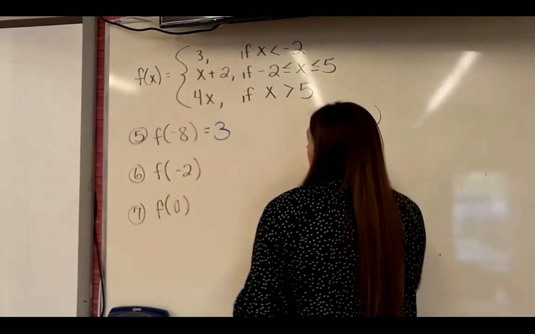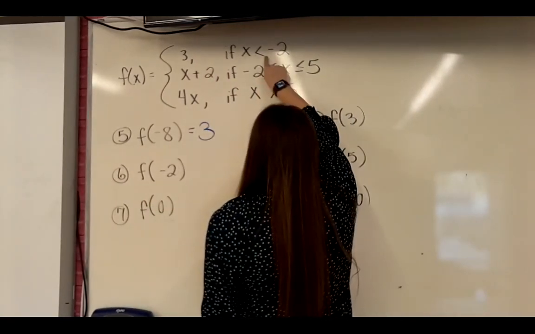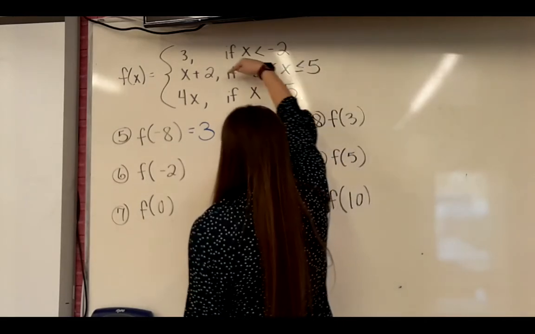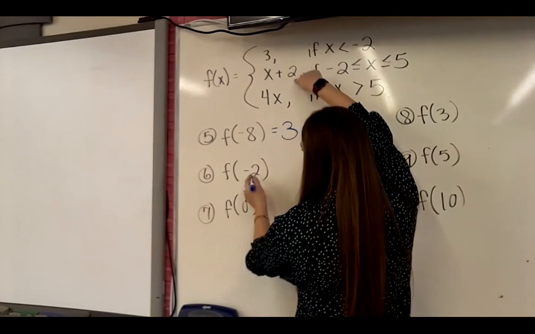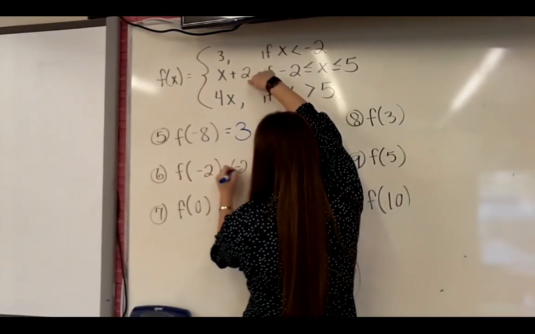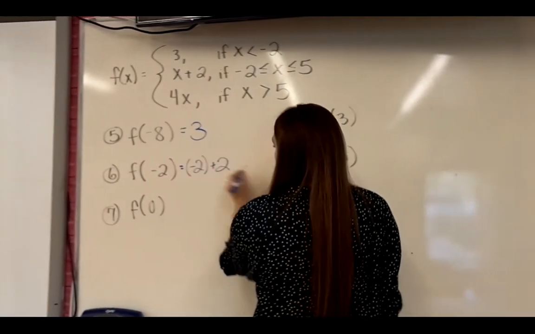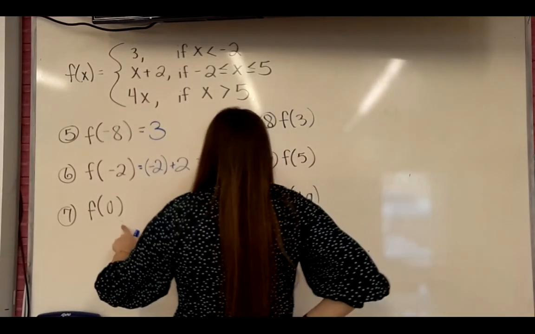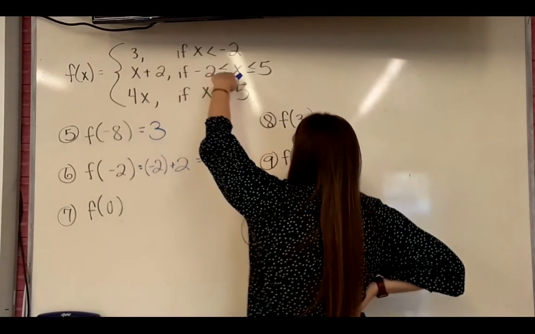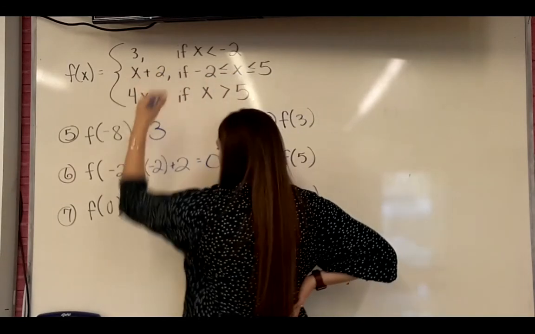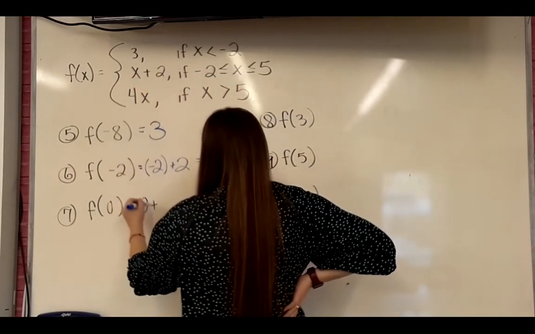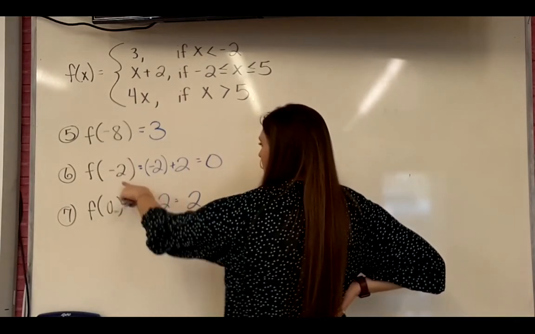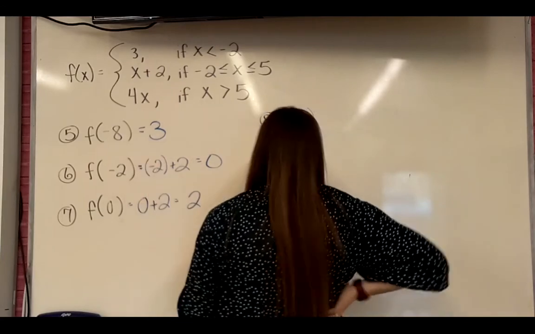On 6, we have f of -2. So this one is if it's less than -2. Here is where if x is greater than or equal to -2. So it falls in here, x plus 2. I plug in -2 for that. -2 plus 2 is 0. Number 7, f of 0. 0 falls between -2 and 5, so again, it goes in this one. So I plug that in. 0 plus 2 is 2. So f of 0 is 2, f of -2 is 0, f of -8 is 3.